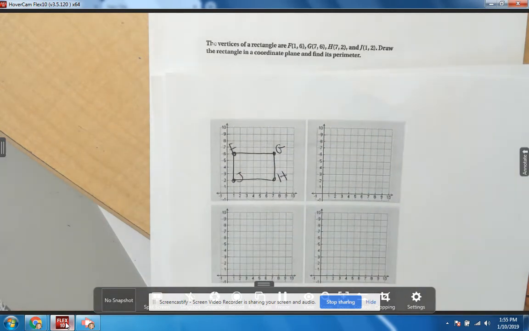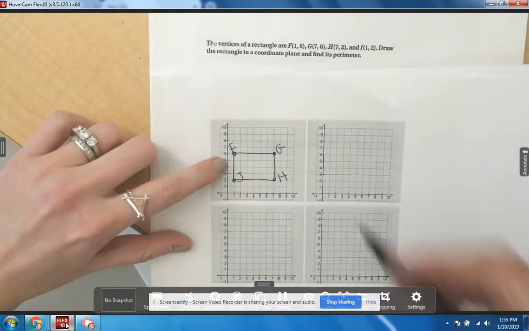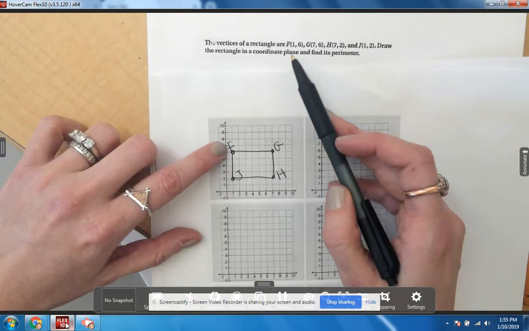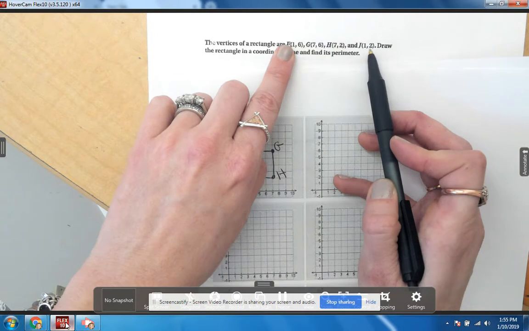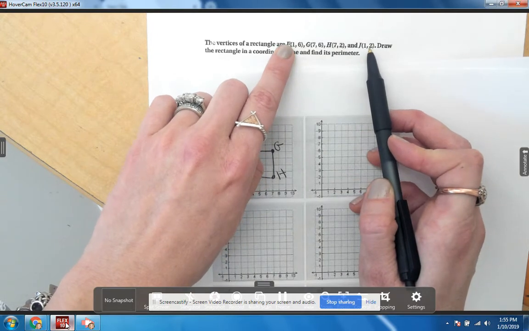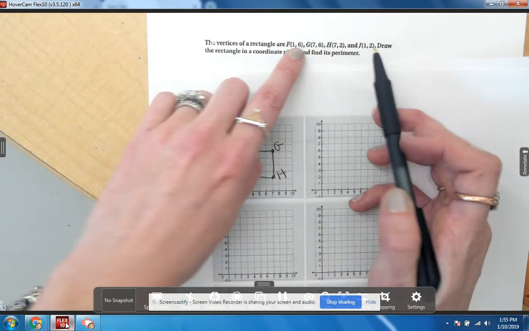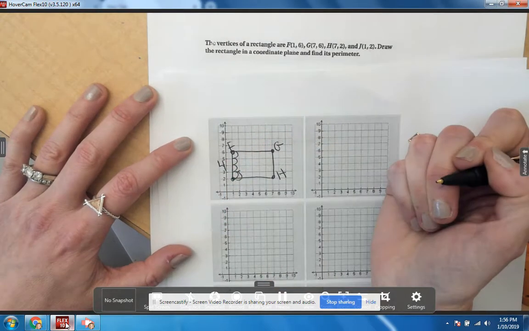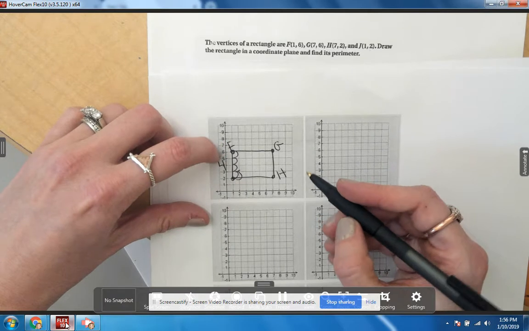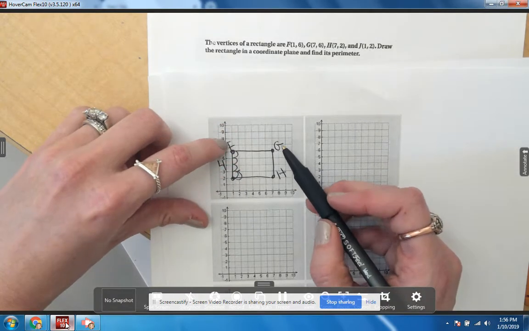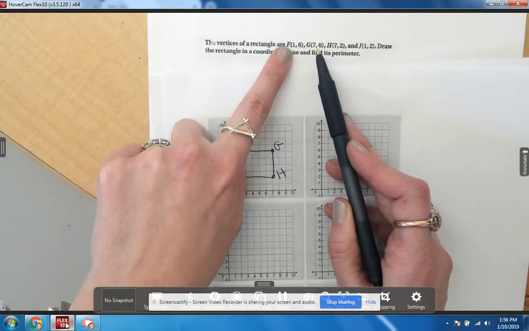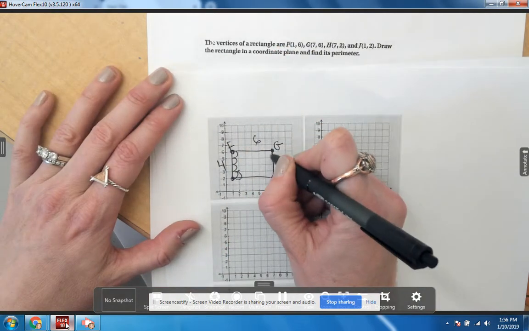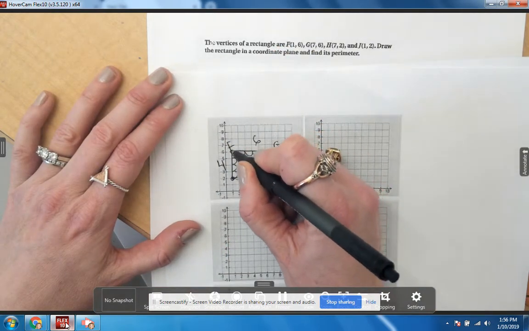They want us to figure out what the perimeter is. So first, we have to figure out what these distances are. So if we're finding vertical distance for F and J, so this one and this one, vertical distance means we're going to subtract the y, which is the second coordinate. So 6 minus 2 is 4. Also, we could have just gone 1, 2, 3, 4. Okay? Now we want to figure out what the horizontal distance is. So F and G, we're just going to subtract the x. 7 minus 1 is 6. Or we could have also just gone 1, 2, 3, 4, 5, 6.